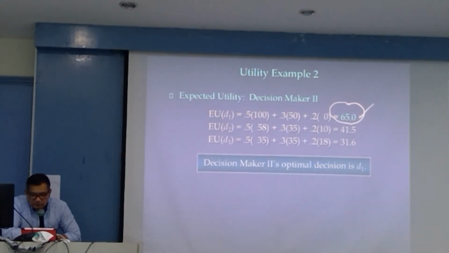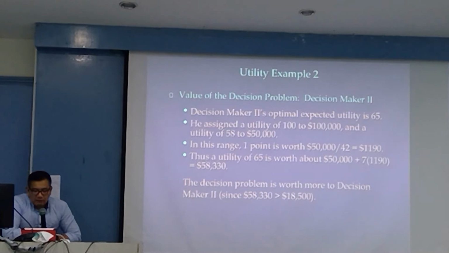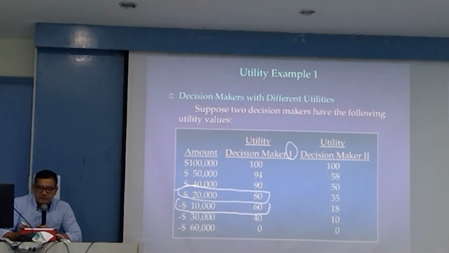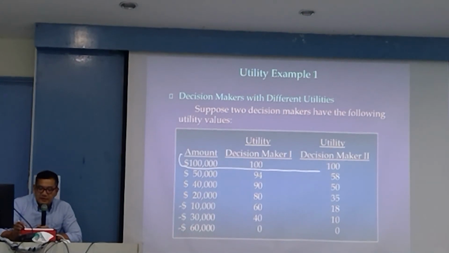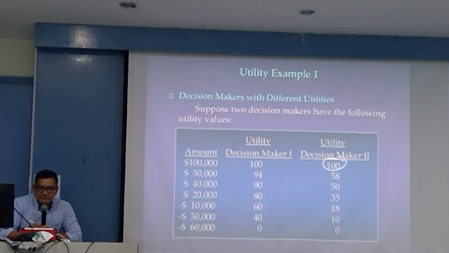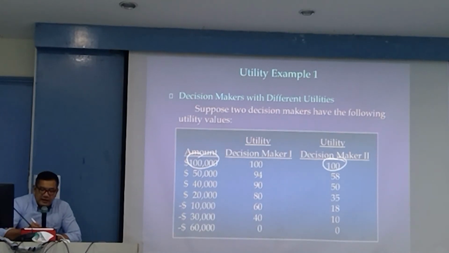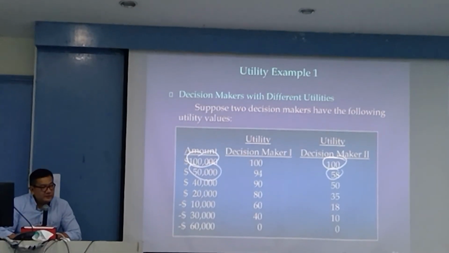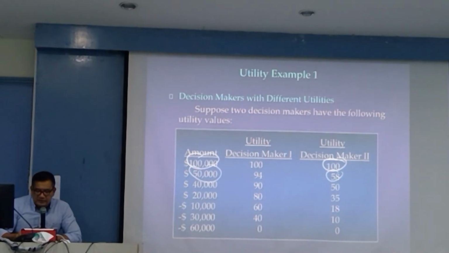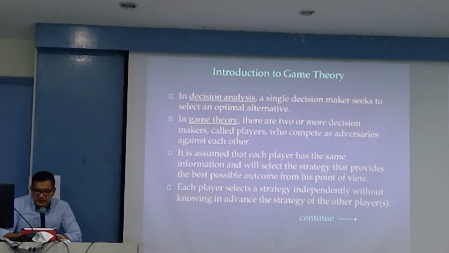And then we know that utility equal to 100 belongs to 100,000, and 58 belongs to 50,000, based on this information. This one you can see, 100,000 is for the decision maker. And number 2, equal to the utility value 100, and 50,000 is equal to 58. So then, how about 65?